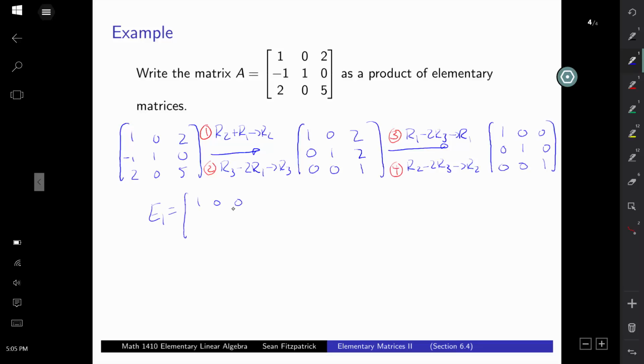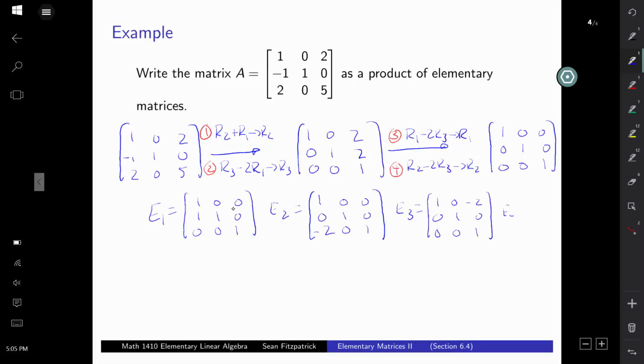So my matrices are E1 is going to be 1 0 0, 1 1 0, 0 0 1. E2 is going to be, so row 3 minus 2 row 1, 1 0 0, 0 1 0, minus 2 0 1. E3, row 1 minus 2 row 3, 1 0 minus 2, 0 1 0, 0 0 1. E4, my E2 was a bit too fat. Let's squeeze it in. 0 0 1 minus 2, made it. Okay, there we go. Sorry about the compression.